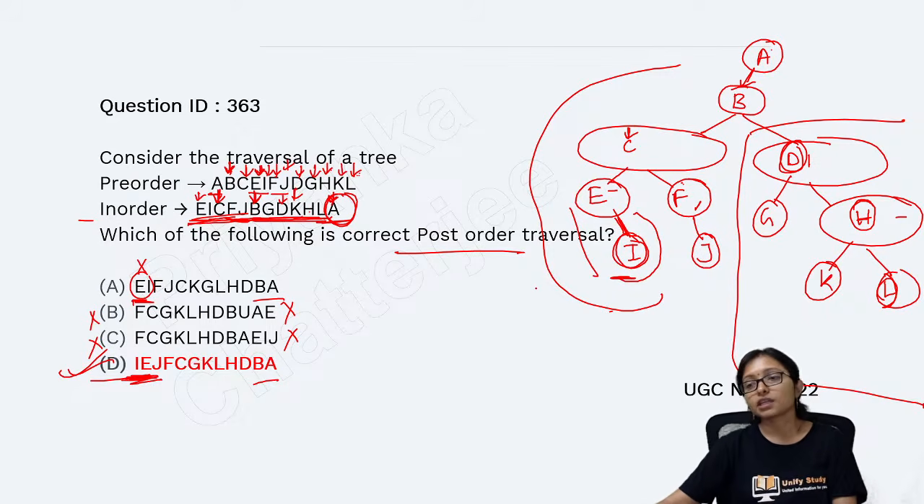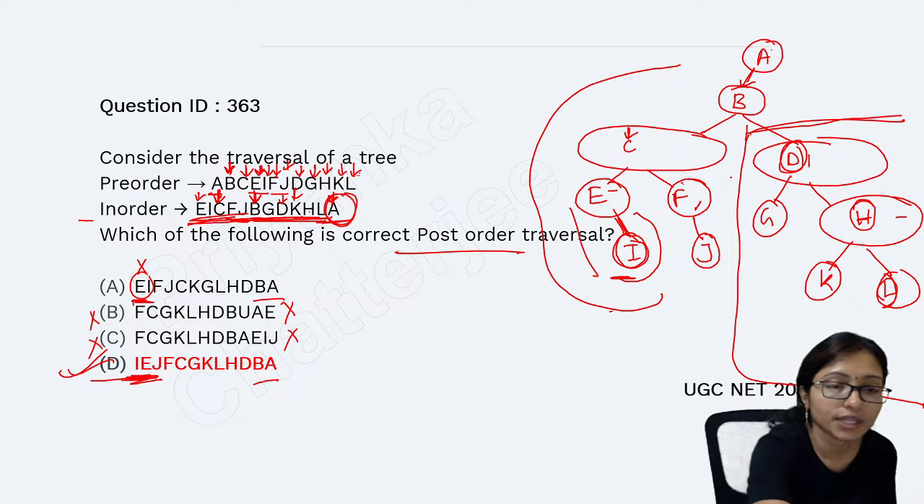Clear? So we just traverse and after that we can get the answer, and in the exam hall there is no need to draw the right subtree. Without the right subtree also you can do it. I hope it is clear to everyone.